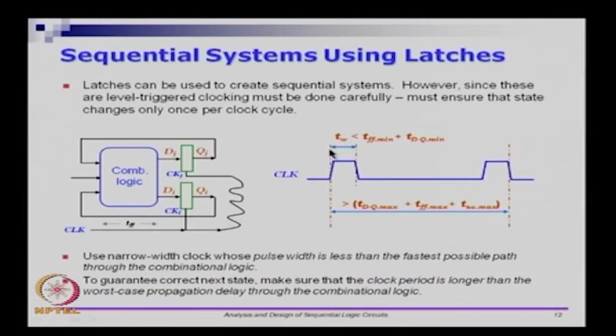So we are looking at the width of the clock pulse. The argument is that the clock pulse should be at least so much wide and at most so much wide. This one says TW is at most so much, it cannot be greater than TFF min plus TDQ min. This one says it should be at least so much, TDQ max plus TFF max plus TSU max. This is about the width of the clock. I would like you to go and argue that this is actually true. So go and think about why this should be true.